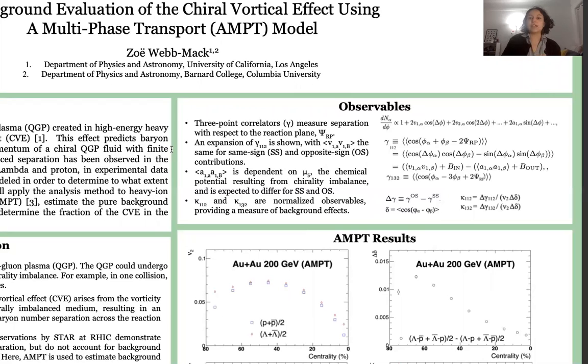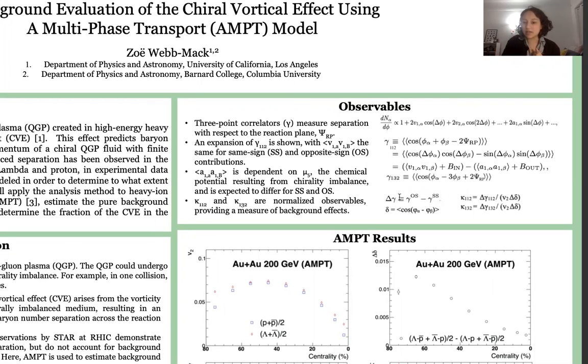As I mentioned previously, in order to study the chiral vortical effect, we're interested in observing baryon separation. A Fourier expansion, shown here at the top, of the azimuthal distribution of particles gives us coefficient A1, which is related to the baryon number separation of particles. In order to measure this separation, we take a 3-point correlator called gamma, also called gamma 112, which contains terms that are dependent on A1. So we can use this correlator to detect baryon number separation.